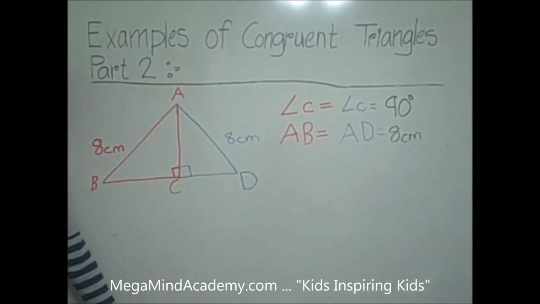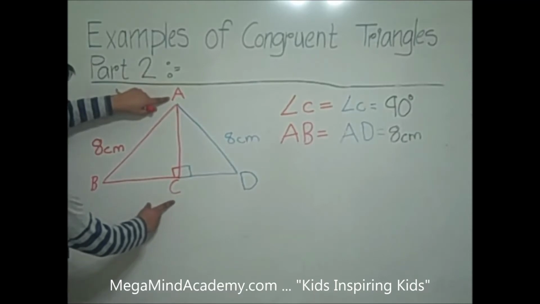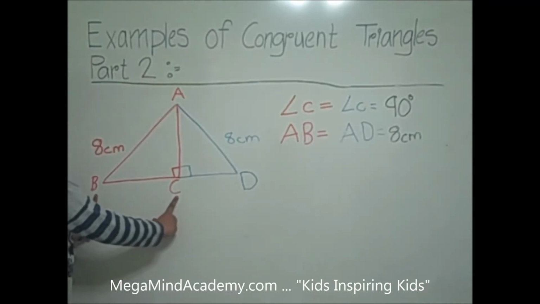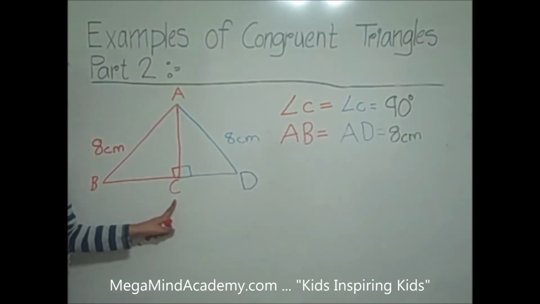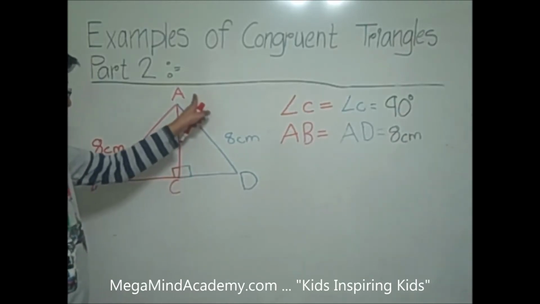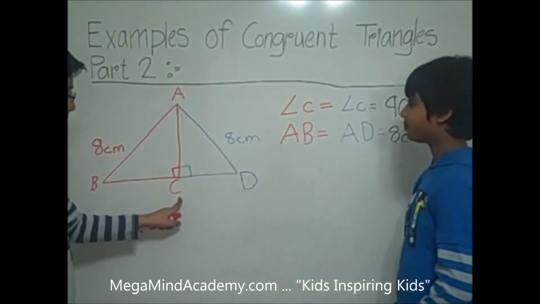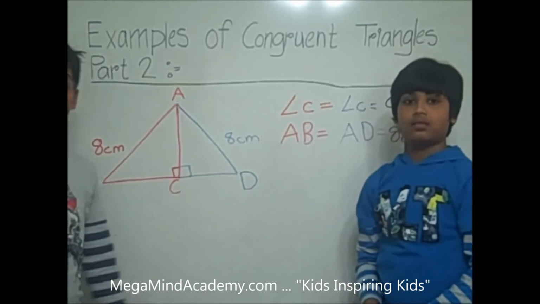Now, the other 2 sides of a right-angled triangle are called the legs of a right-angled triangle. The other 2 sides for the red triangle, triangle ABC, are side AC and side BC. Side AC and side BC are called the legs of triangle ABC. Now, both these triangles, triangle ABC and triangle ADC, share a common leg, which would be side AC. So, let's write that down.